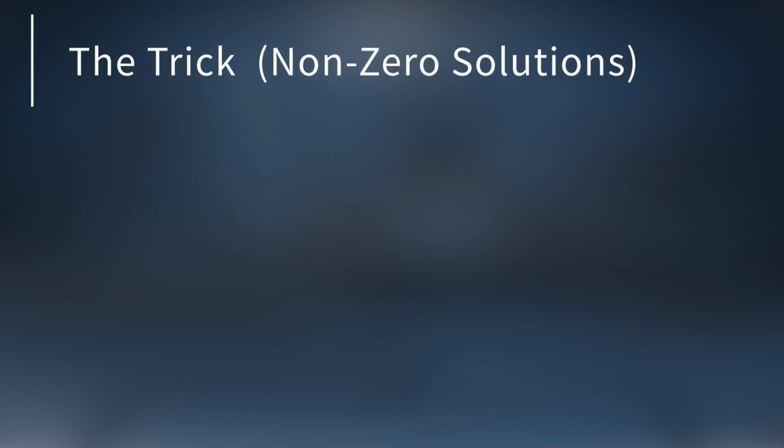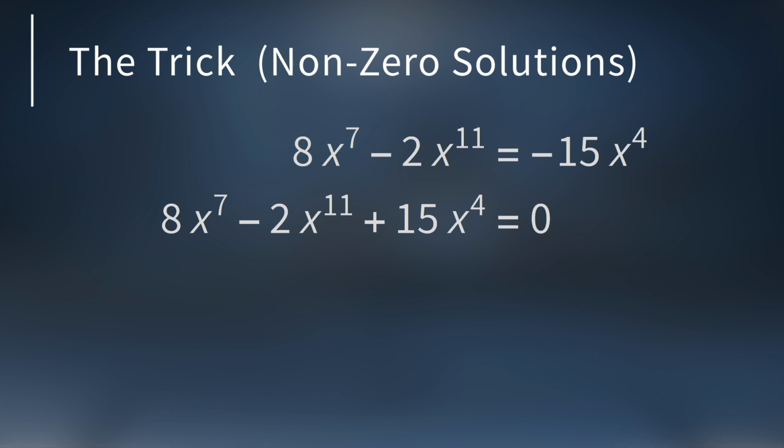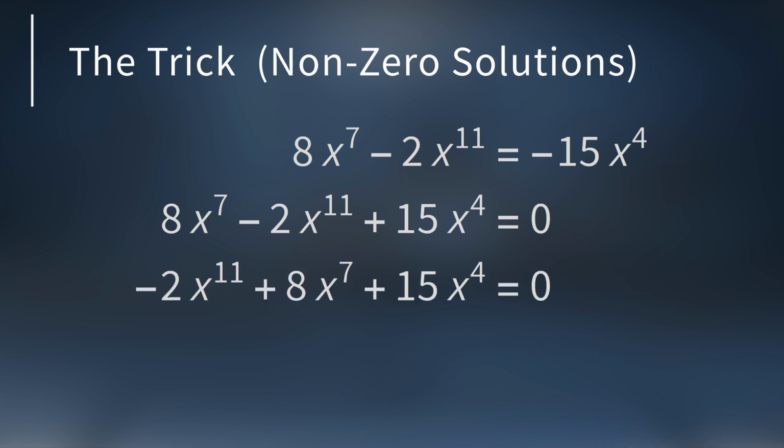The key to finding the non-zero solutions lies in one simple trick. And the best way to see this is with an example. Let's find all integer solutions to the Diophantine equation 8x to the 7th minus 2x to the 11th equals negative 15x to the 4th. First, get all terms on one side. Then rearrange them so the polynomial is in standard form.